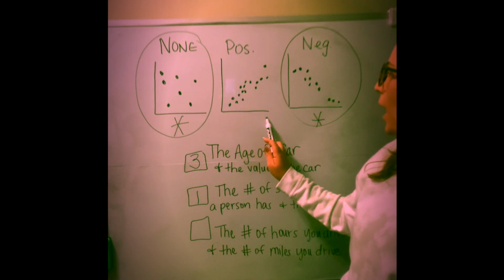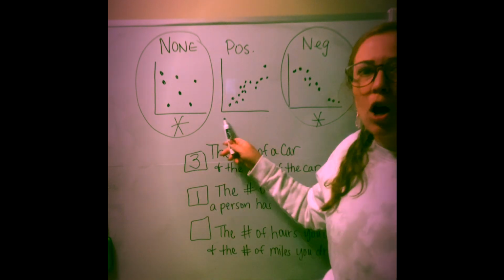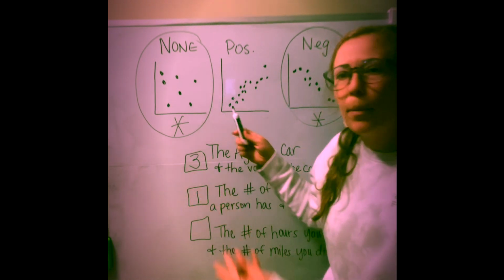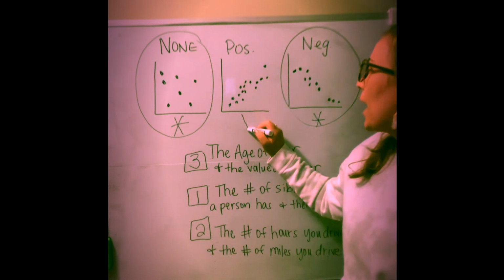And the last one, the number of hours you drive and the number of miles you drive. Okay, so the longer you drive, the more miles you've driven. That makes sense. The longer you're in the car driving, the more miles will be used up. So that's why this one is graph 2, a positive association graph.